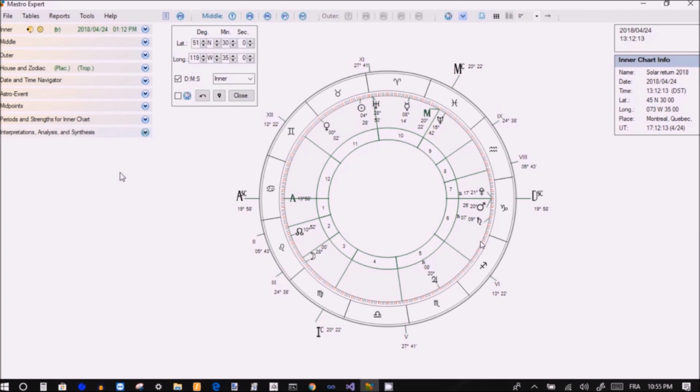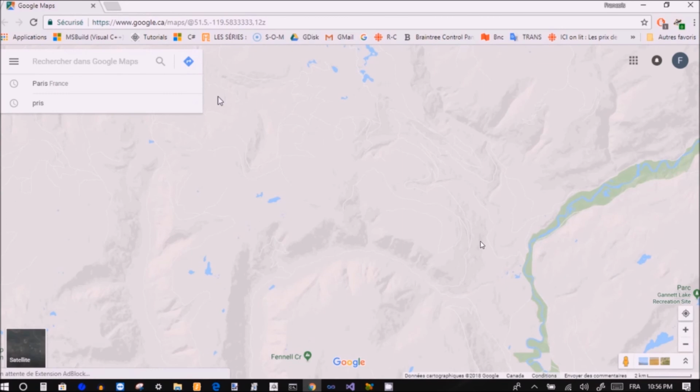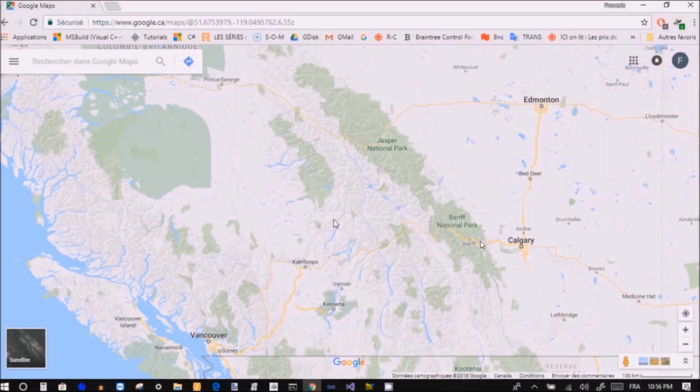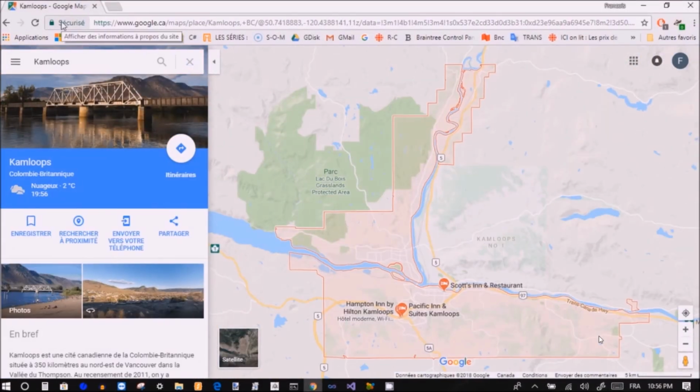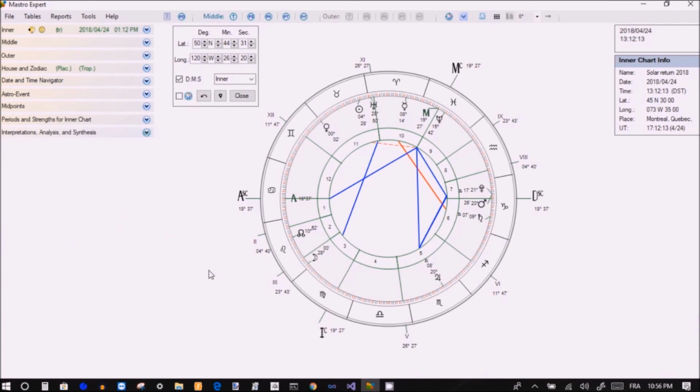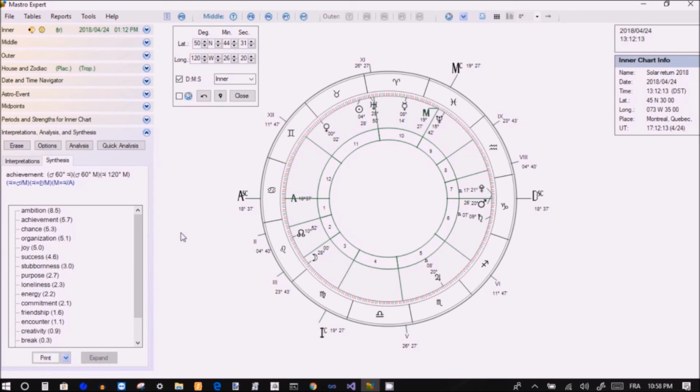To see this position on a map, I click the Open Browser icon. This opens the browser on Google Map. To better situate myself, I move away. Oh, I'm near Vancouver. With the Google Chrome browser, you can drag the address to the Mastro icon in the taskbar and then to the workspace. This will reposition the angles for the chosen coordinates. If we look at the keywords in the synthesis panel, we find a better portrait: ambition, 8.5, achievement, chance, joy, success.